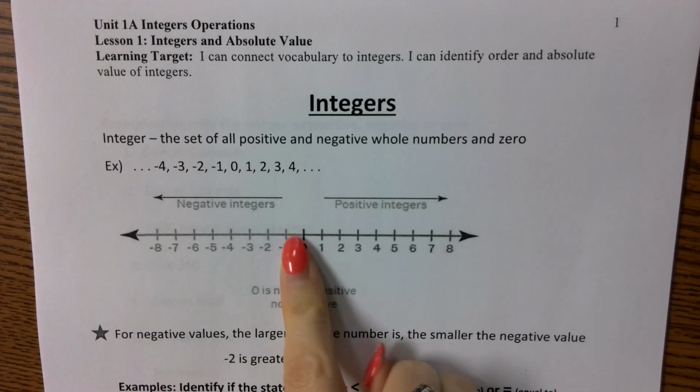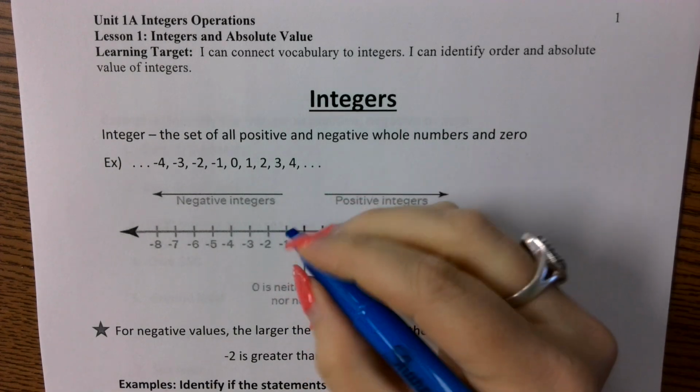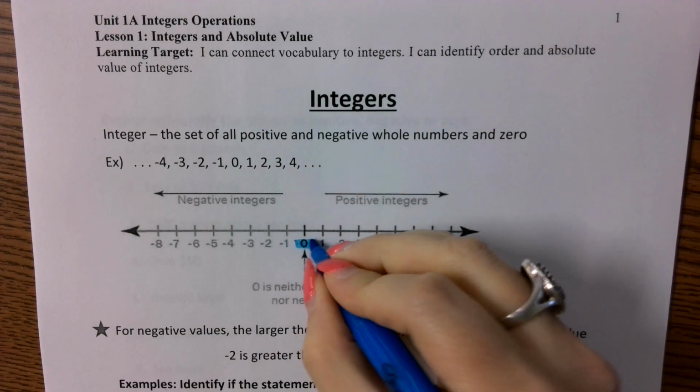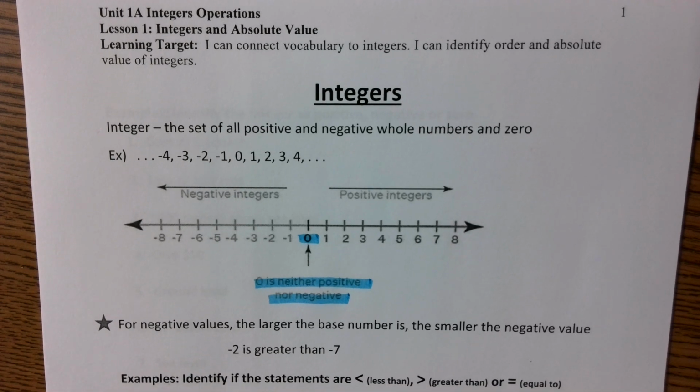Now, smack dab in the center of our numbers is always the value 0. And 0 has a really unique feature to it. It's neither positive nor negative. It's a neutral value. It does not represent a positive number. It does not represent a negative number either.